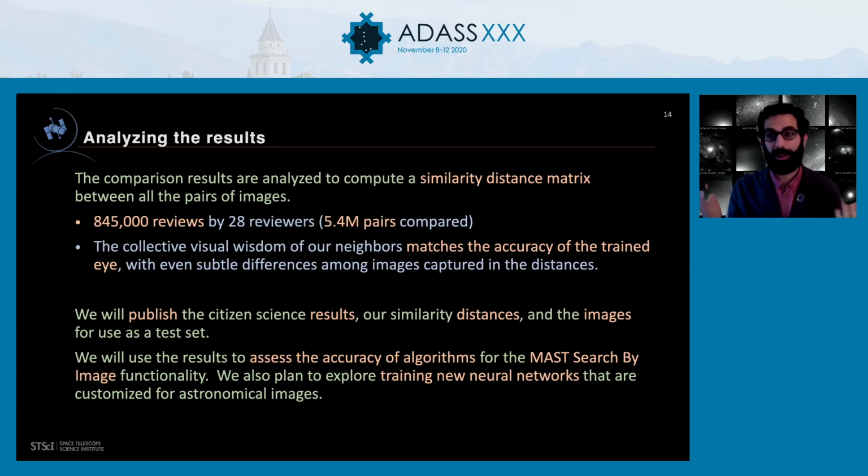The idea is to publish all of this publicly so people can use it to train their own networks, to train their own systems, to test their own systems, and just to use in general across machine learning. It's a really interesting data set. And we can use the results to assess the accuracy of algorithms for our search by image functionality that we're going to be moving forward with at MAST.